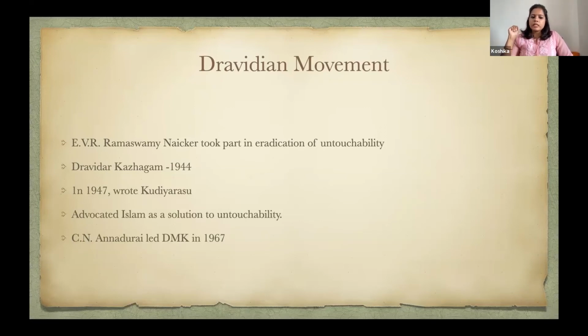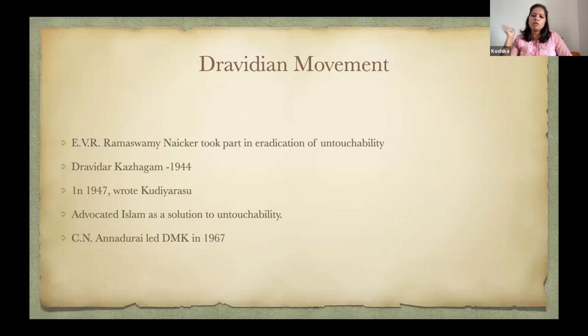Next, in 1967, C. N. Annadurai, led by the Dravida Munnetra Kazhagam, that is DMK, also really supported Muslims. There is a story where a meeting was going on, and Annadurai came in and helped the Islam meeting to go well. He was suffering from cancer, but still he came to support the Muslims.